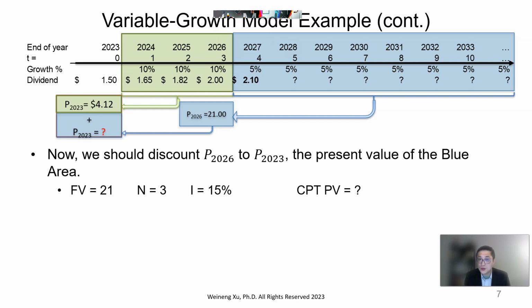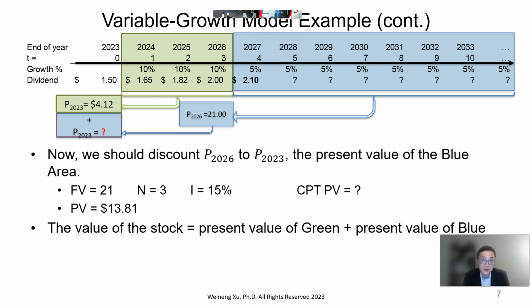Number of periods is 3 because from 23 to 26, they are 3 years apart. Discount rate is still 15%, which is specified by the question. And we want to compute what is the present value. So using a regular financial calculator, it doesn't take you too much time to get the present value of this question is $13.81. And $13.81 represents the value of this blue part cash flow today.